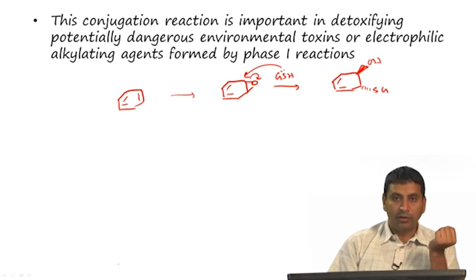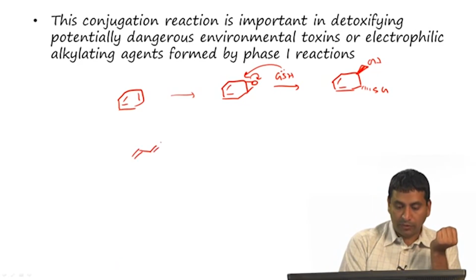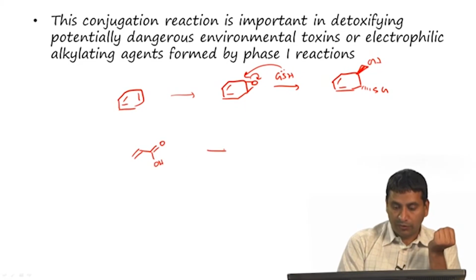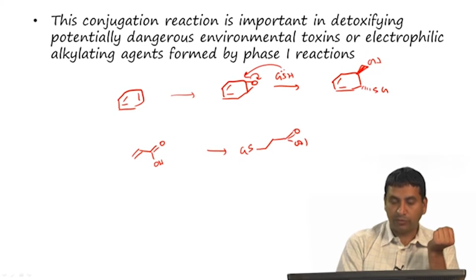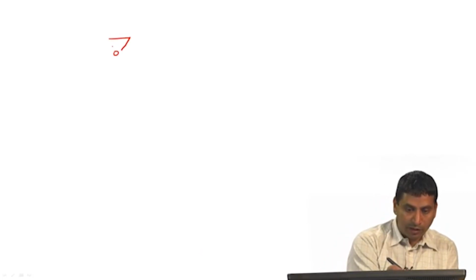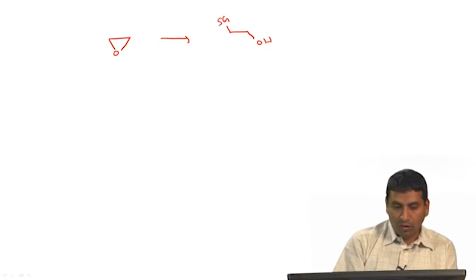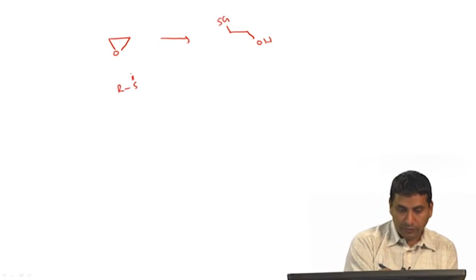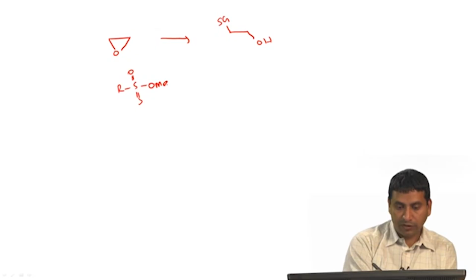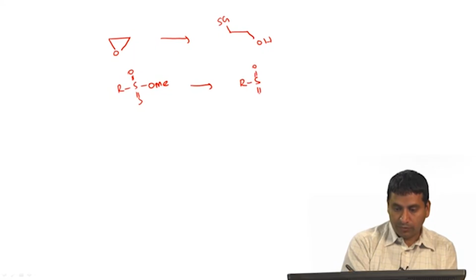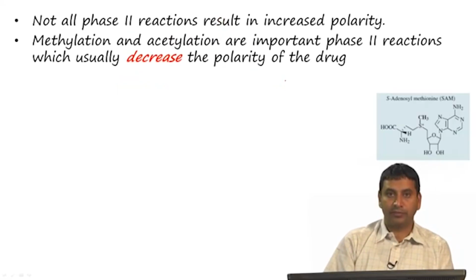Okay. And similarly, you can have Michael acceptors which are formed, which can then react with glutathione to produce these types of molecules. Okay. You can also have regular epoxides which can react with glutathione to produce the corresponding glutathionylated adducts, or you can also have sulfates, which are excellent alkylating agents which can react with glutathione to produce this kind of an intermediate.